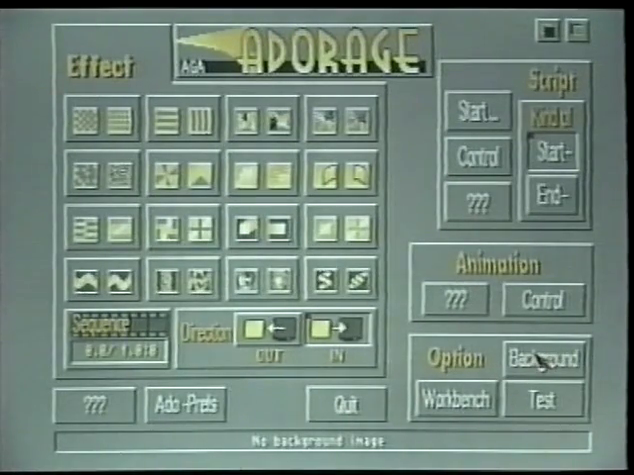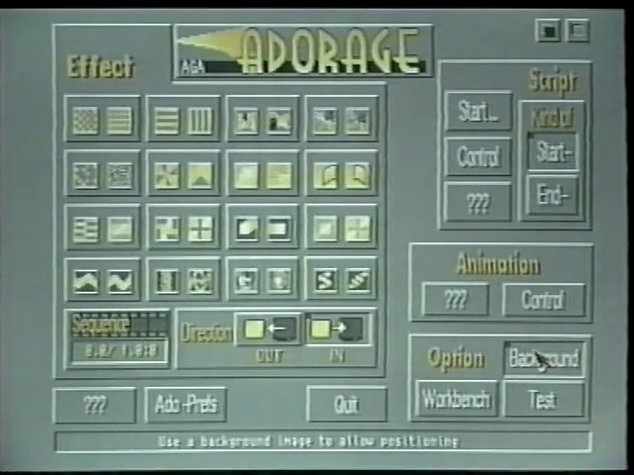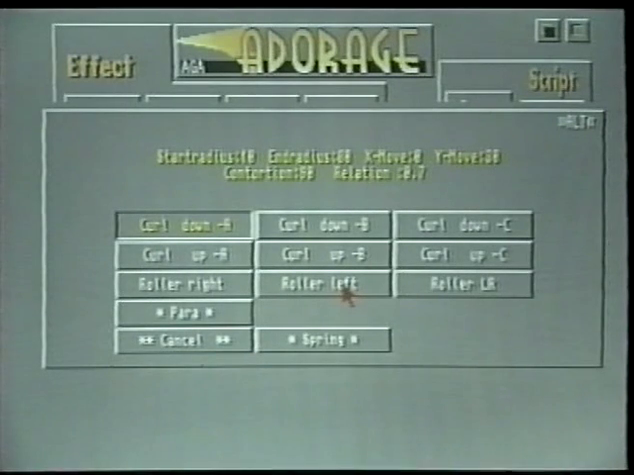I'll select background to enable me to use elements from the previous image when creating a new effect. This will become clearer as the video progresses. We'll check that the direction is set to an in effect and select the roller effect. A requester appears. We'll choose the curl up A button.